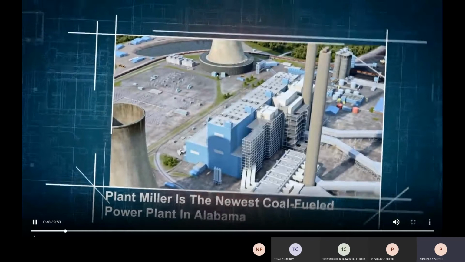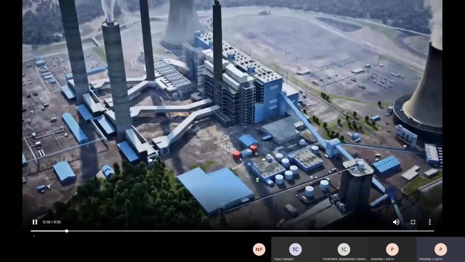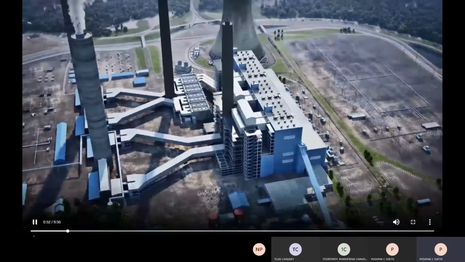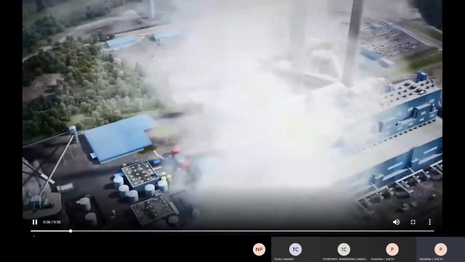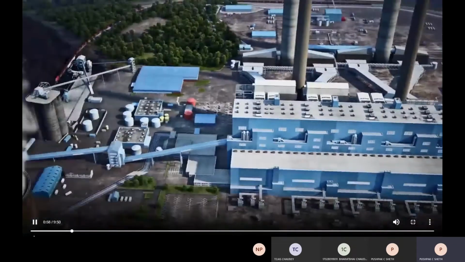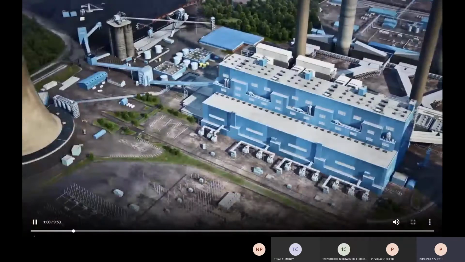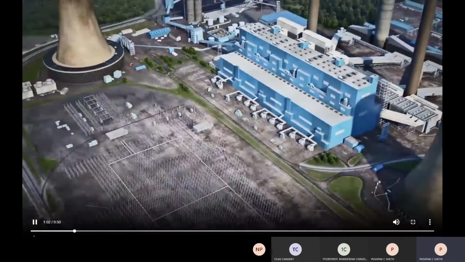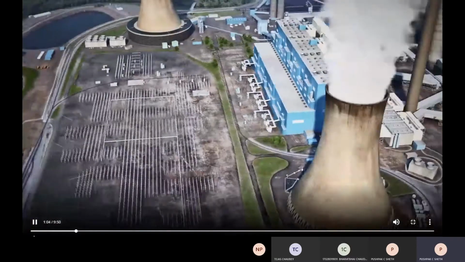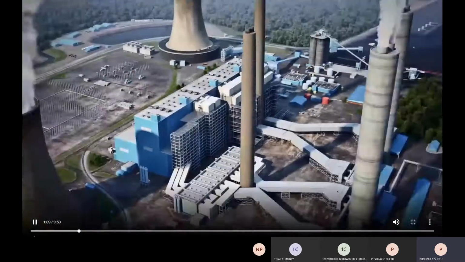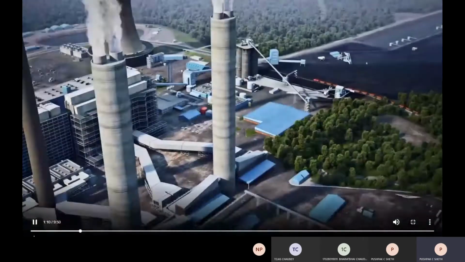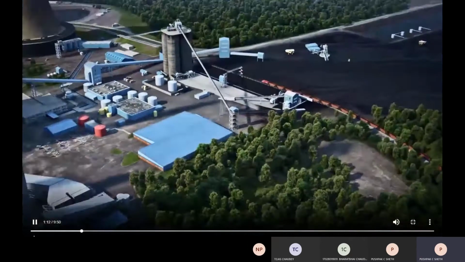At Plant Miller, we use coal, air, and water in an energy conversion process that allows us to deliver electrical power to homes and businesses. Using coal as a fuel source, we generate steam in our boilers. That steam will be used to turn a turbine that ultimately allows us to generate electricity. Of course, there's a lot more to it than that, so let's take a look at how the process works.